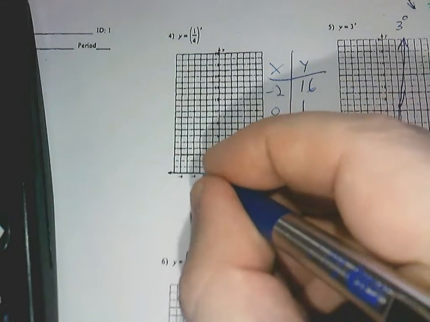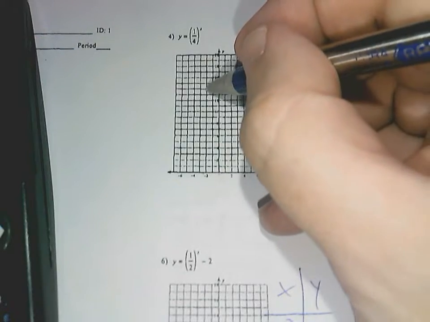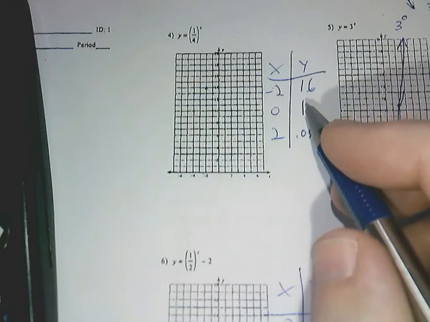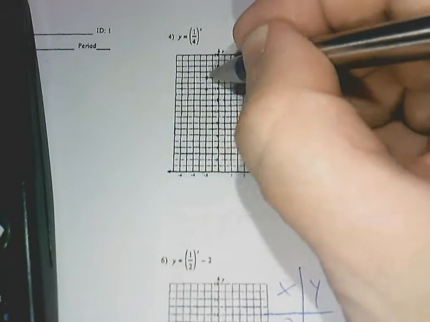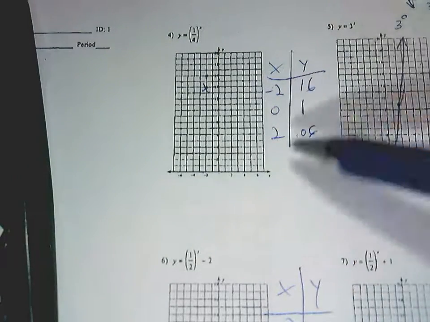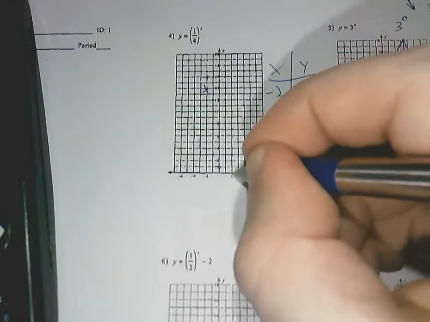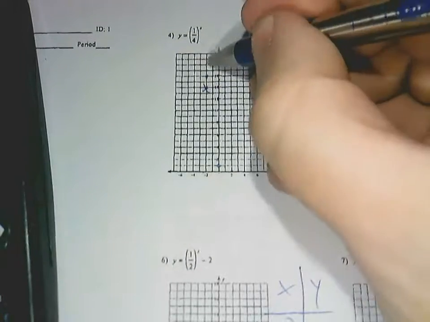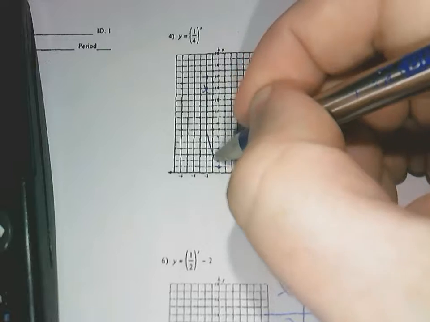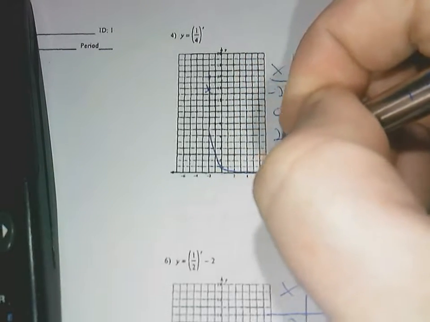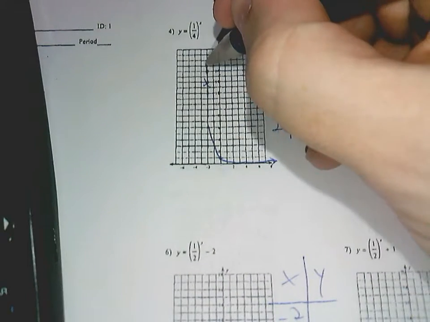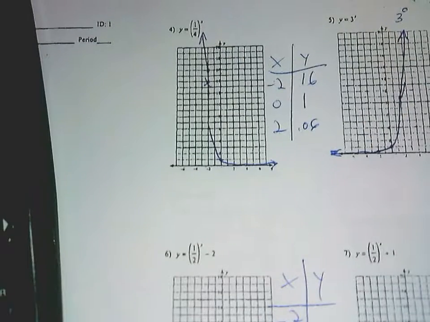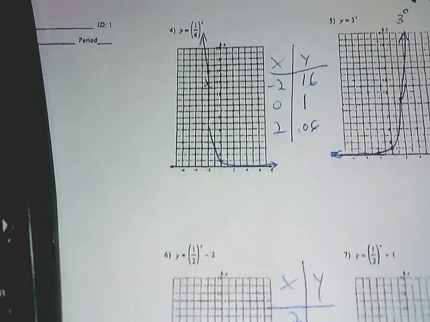So when we graph this, we go negative 2, then clear all the way up here to 16. Okay, and then 0, 1, and then 2 is 0.06, so right there. And so when we connect our dots here, see our horizontal asymptote is now going to the right instead of the left, and our line gets bigger and bigger as we go to the left there. Okay, and that's how you graph an exponential equation.